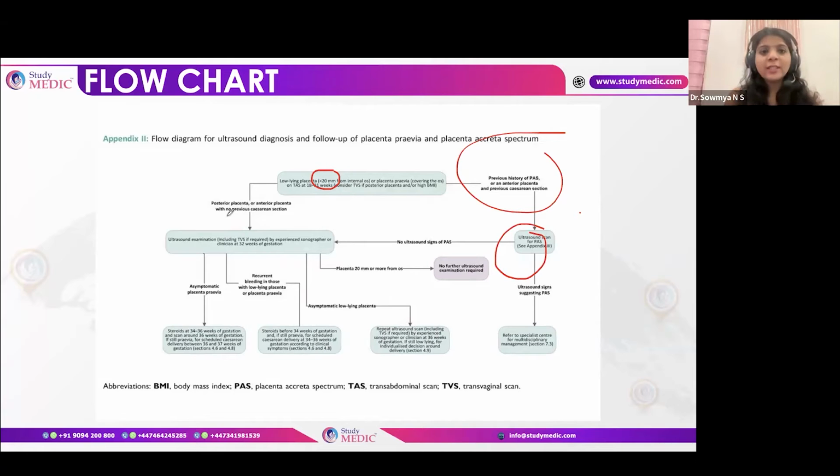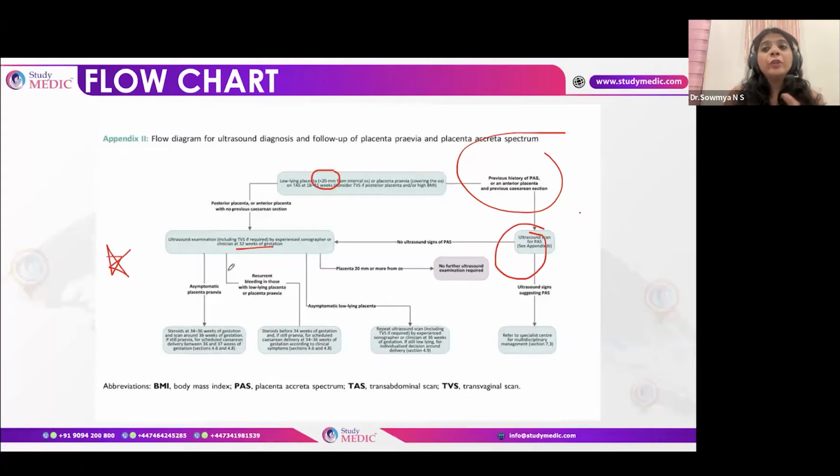If that is not the case, you see the placenta, like low-lying placenta or placenta previa, anterior or posterior. In the earlier gestation, you repeat TVS at 32 weeks. This is an important SBA, guys. At 32 weeks, you would repeat the scan.